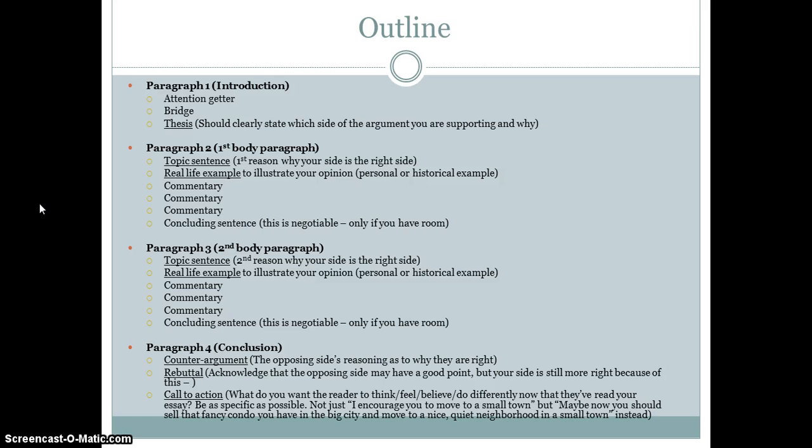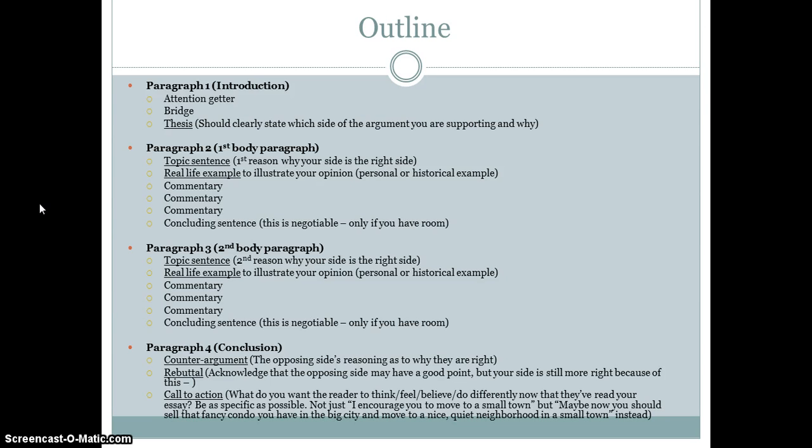Your thesis is the last sentence of the introduction. It is the most important sentence in the whole essay because it tells the reader which side of the argument you are on, and therefore what the whole essay will be about. The thesis should be like a roadmap for the rest of the essay.